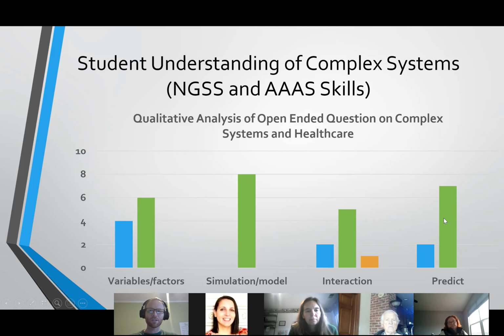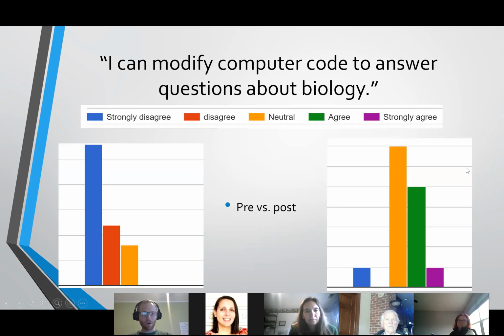So students started to understand how complex systems can actually be used to predict, to model, and to do this with different variables. So they understood the complex systems more.